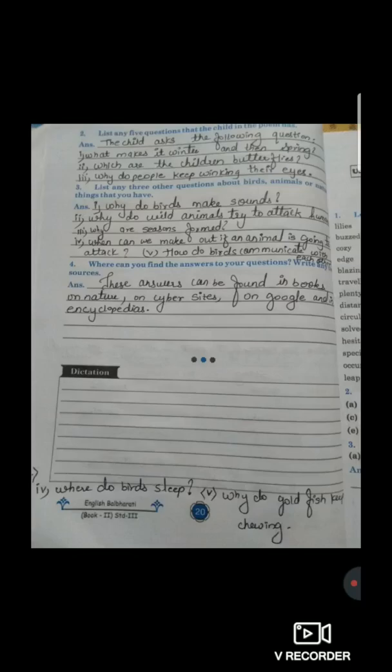So in the answer we have to mention 5 questions. Here the answer is, very first one, what makes it winter and then spring? Second question, which are the children butterflies? Third question, why do people keep winking their eyes?